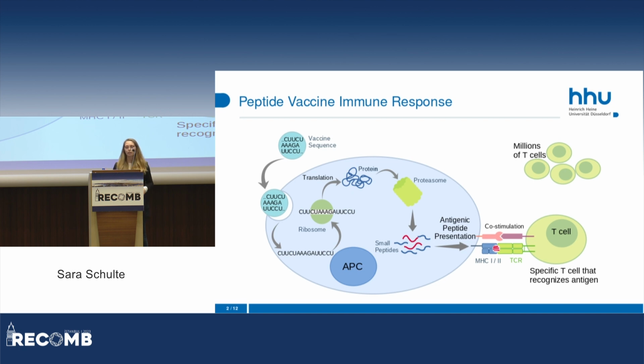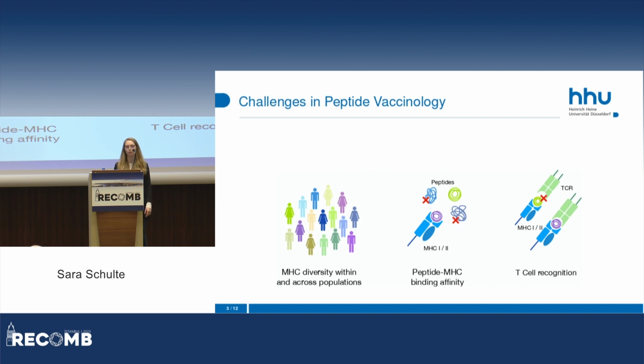If there is a T cell with a specific receptor that can bind to this peptide-MHC complex, and additionally a co-stimulation signal is present, then this T cell triggers an immune response, and this in the end leads to the desired immunity. But this approach, the peptide vaccine, comes along with several challenges.